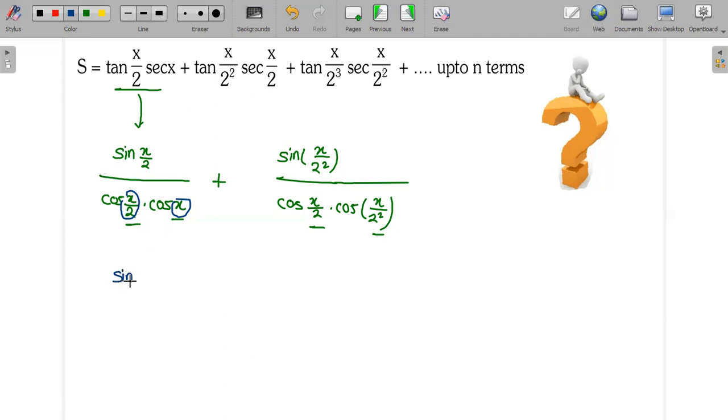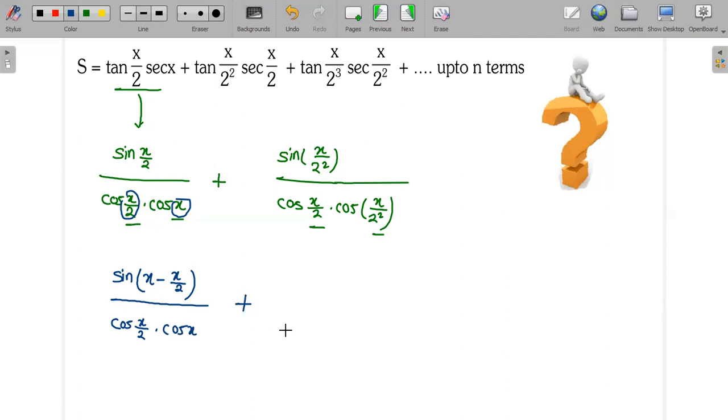Since your numerator is sine x by 2, it is defined as the difference, sine of x minus x by 2, itself. So right now you don't have to do anything, because the term you are looking for is already present in the numerator, that is sine of x minus x by 2, and in the denominator we have cosine x by 2 times cosine x. Now do the same for the next term.